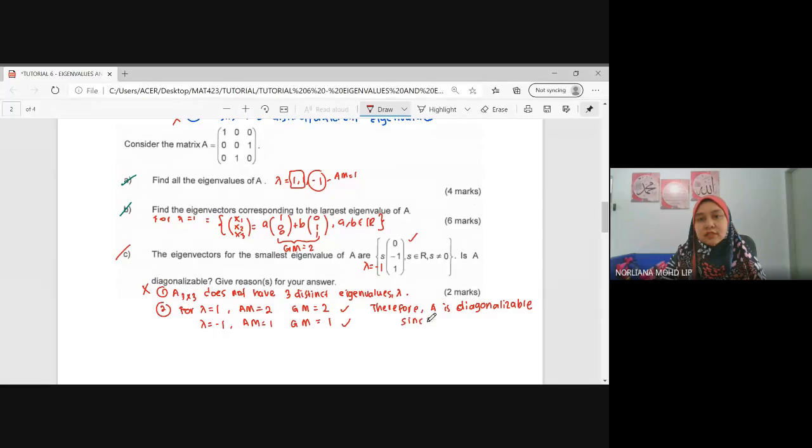Since, you can write this as the answer: since for lambda equal to 1, AM equal to 2 and GM equal to 2, and for lambda equal to negative 1, AM equal to 1 and GM equal to 1. Okay, can? Any questions?